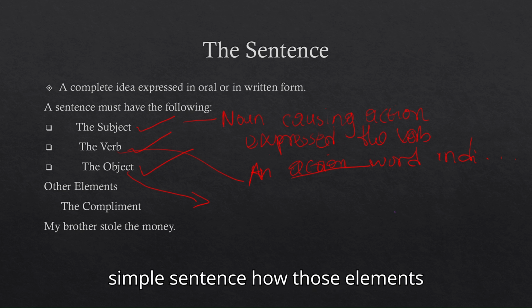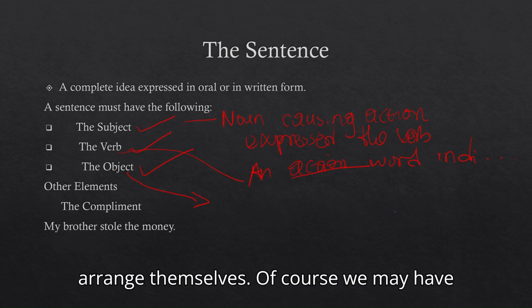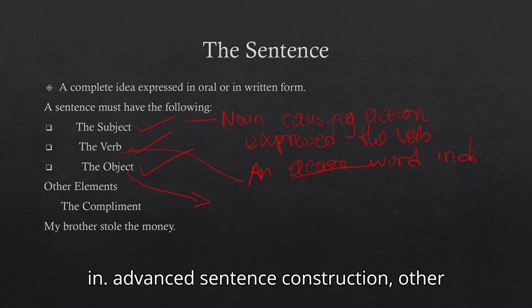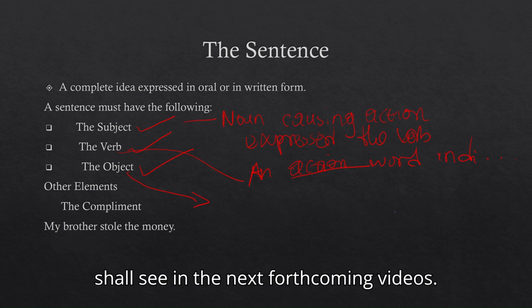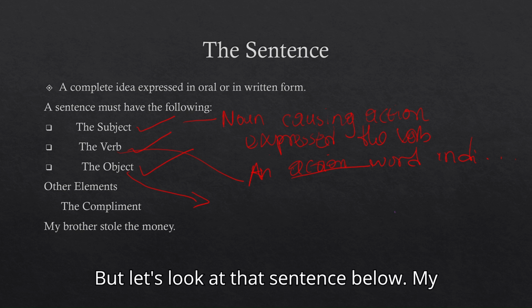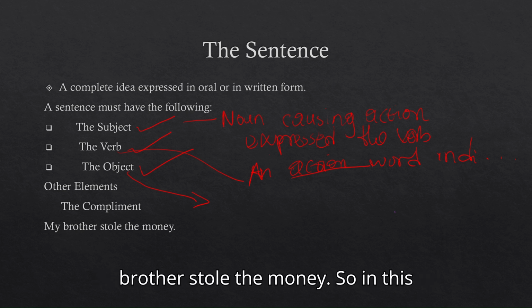We are going to see in a simple sentence how those elements arrange themselves. Of course, we may have in advanced sentence construction other elements like the complement, which you shall see in the next forthcoming videos. But let's look at that sentence below. My brother stole the money.